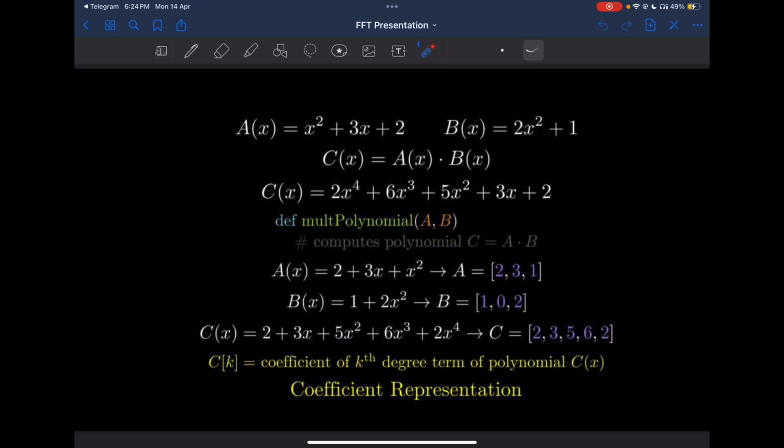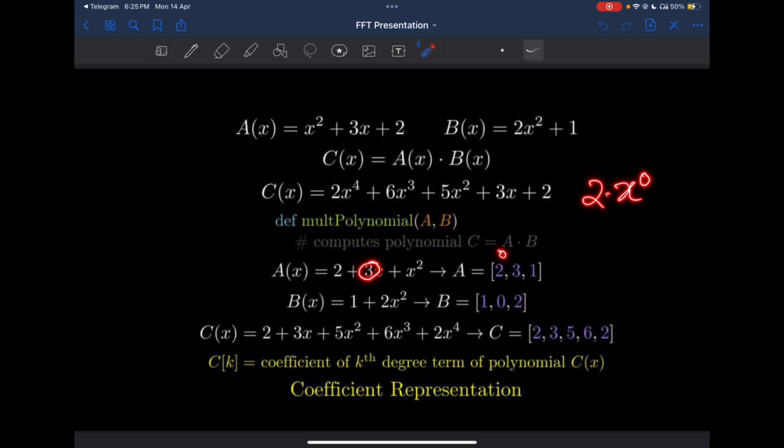So before we understand the algorithm, we need to understand how we represent polynomials in computers, right? So we represent polynomials in computers as coefficients in an array. For instance, this array of 2, 3, 1 represents coefficients of different powers of x that are present in the polynomial. So this is coefficient 2 that is multiplied with x to the power 0. That's why it is present at the 0th index.